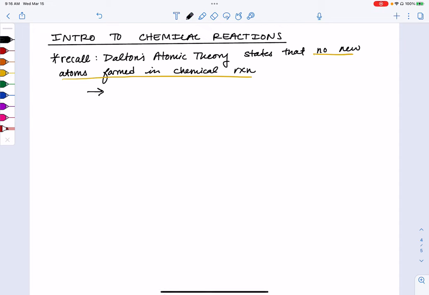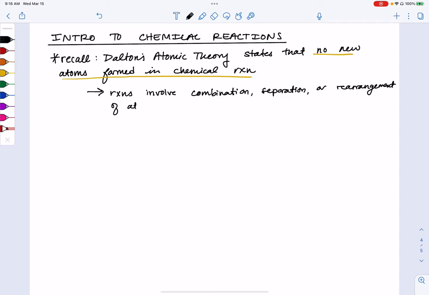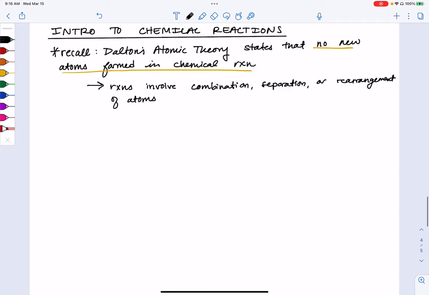Specifically, what Dalton said was that a chemical reaction involved the combination, separation, or rearrangement of atoms. So if I start with some compounds that contain only hydrogen, oxygen, and nitrogen, then after a chemical reaction has happened, I better wind up with ending materials that only contained hydrogen, nitrogen, and oxygen.